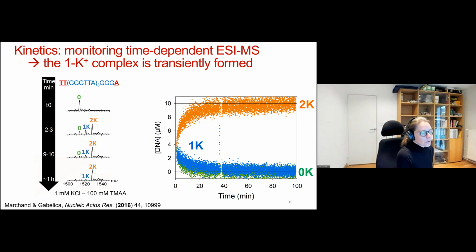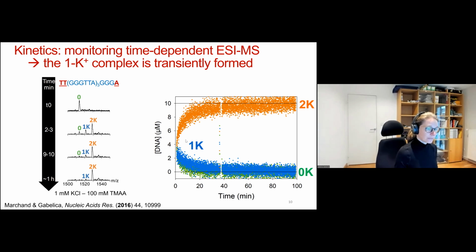And what we can do also to go a bit further with mass spectrometry experiments: I showed you thermodynamics, KD determination. We can also do kinetic experiments, so time-dependent experiments. And here we did this on the sequence which we call 24TTG. So it starts with T's, it ends with A's. It's the one that forms very cooperatively the 2 potassium quadruplex, the hybrid 1 with 3 quartets.